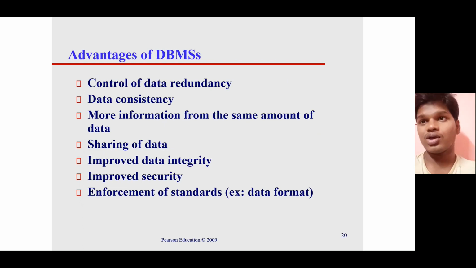Redundancy means deviation of data from its original form. So with control of data redundancy, there are no irregularities or inconsistencies in data. Data is consistent and correct. There is more information from the same amount of data, sharing of data, improved data integrity, improved security, and enforcement of standards.